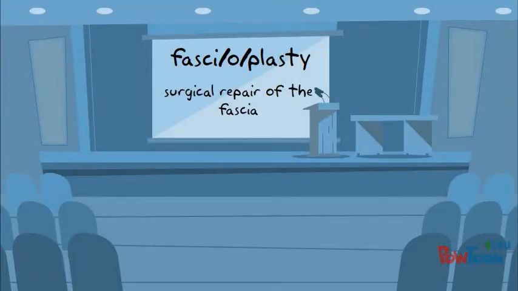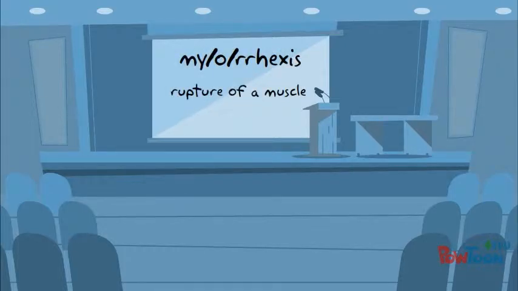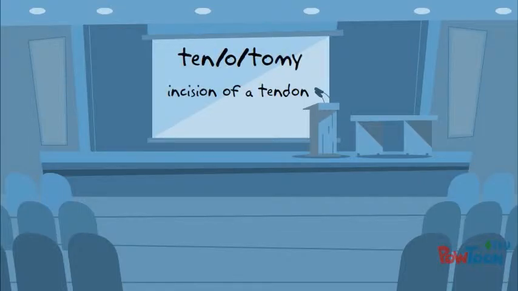Fascioplasty is the surgical repair of fascia. Fibroma is a tumor of fibrous tissue. Muscular means pertaining to the muscles. Myorexis is the rupture of a muscle. Tenotomy is the incision of a tendon.